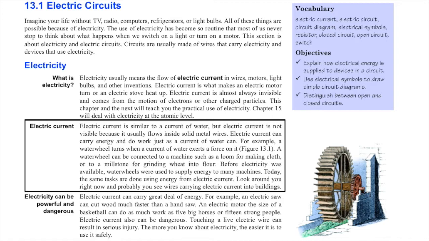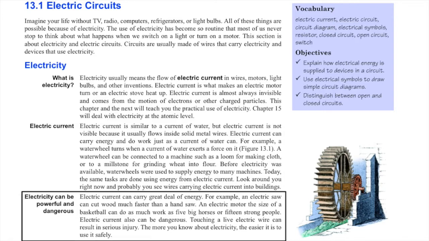13.1. A water wheel can be connected to a machine such as a loom for making cloth or to a millstone for grinding wheat into flour. Before electricity was available, water wheels were used to supply energy to many machines. Today, the same tasks are being done using energy from electric current. Look around you right now and probably you see wires carrying electric current into buildings.